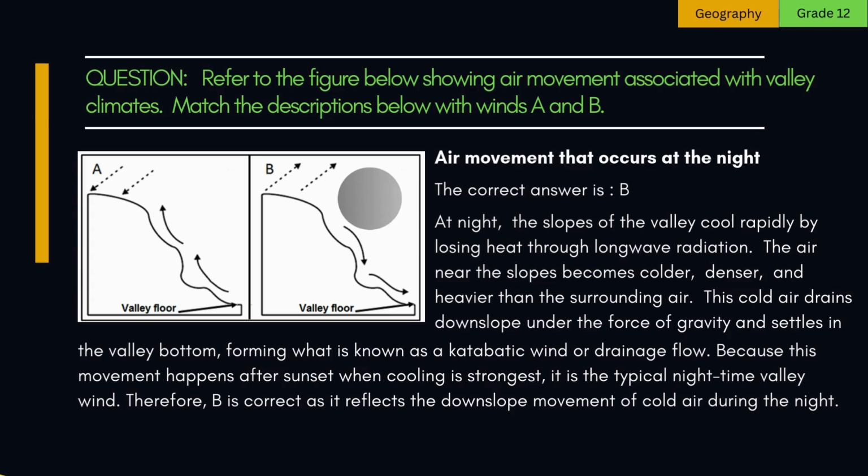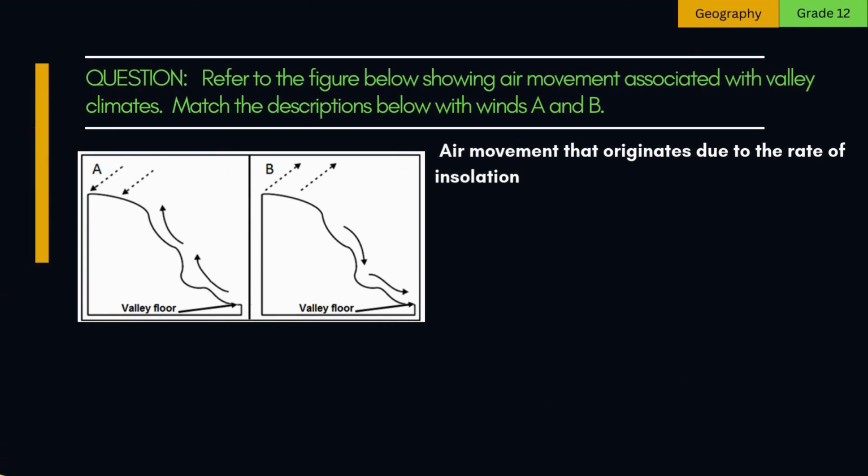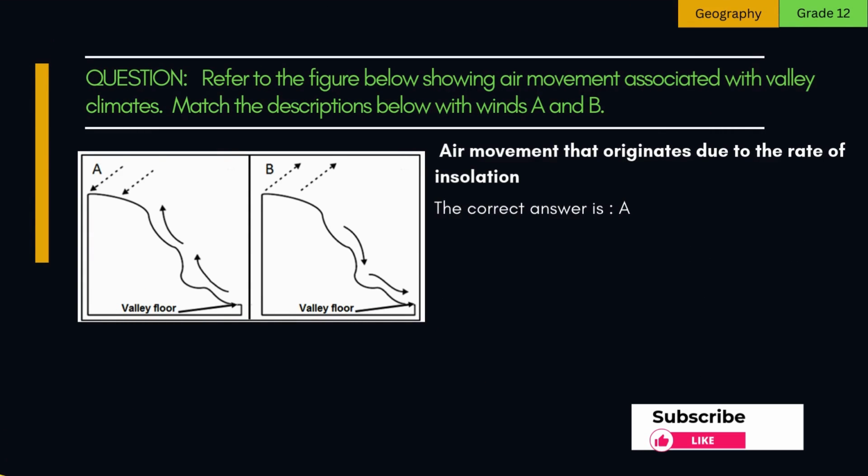Because this movement happens after sunset, when cooling is strongest, it is the typical nighttime valley wind. Therefore, B is correct as it reflects the downslope movement of cold air during the night. 3. Air movement that originates due to the rate of insolation. The correct answer is A.